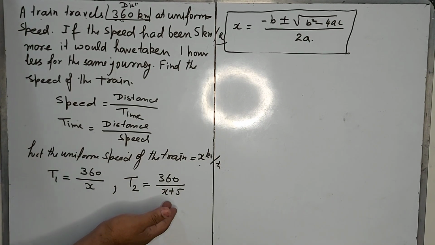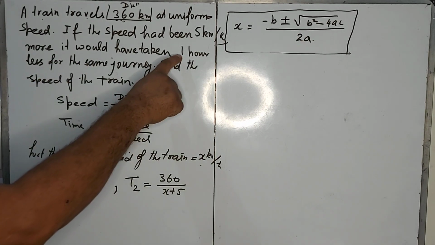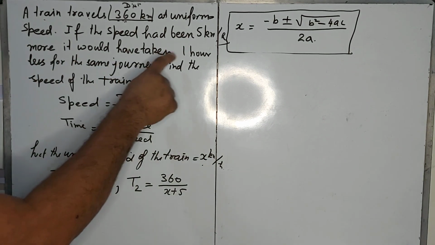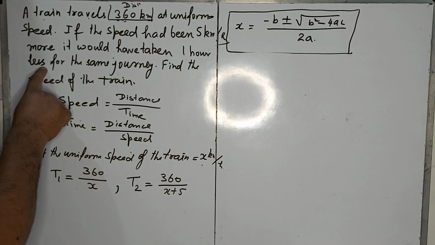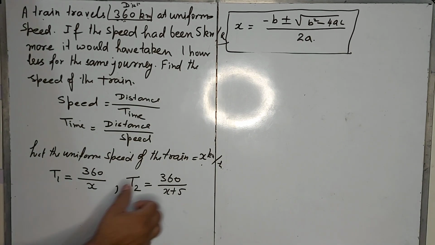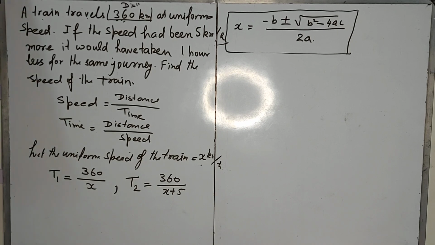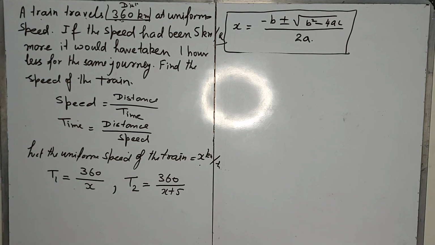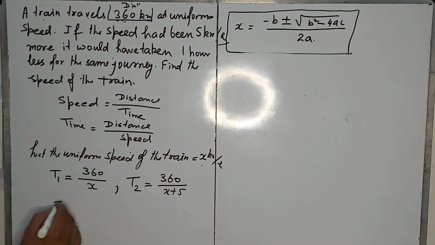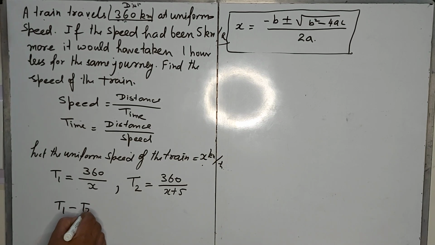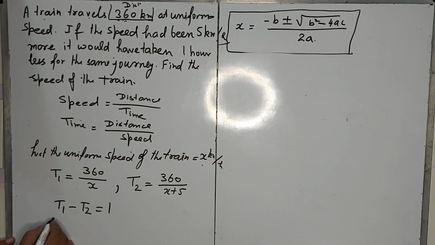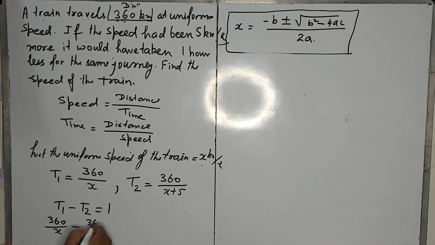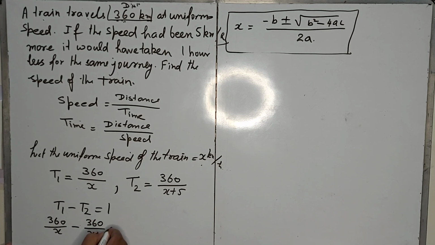The difference of this time is 1 hour, because it would have taken 1 hour less. That means if speed is increased, then the time is 1 hour less. Therefore, the difference between the two times is 1 hour. T1 minus T2 is equal to 1. That means 360 upon x minus 360 upon x plus 5 is equal to 1.